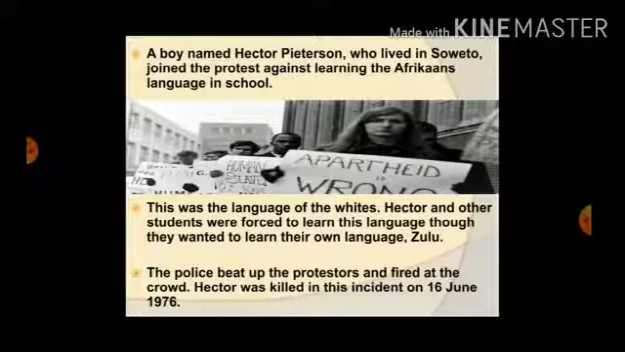A boy named Hector Peterson, who lived in Soweto, joined the protest against learning the Afrikaans language in school. This was the language of the whites. Hector and other students were forced to learn this language, though they wanted to learn their own language, Zulu. The police beat up the protesters and fired at the crowd. Hector was killed in this incident on 16th June 1976.